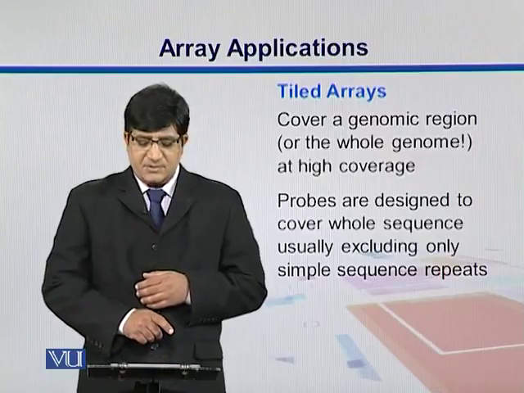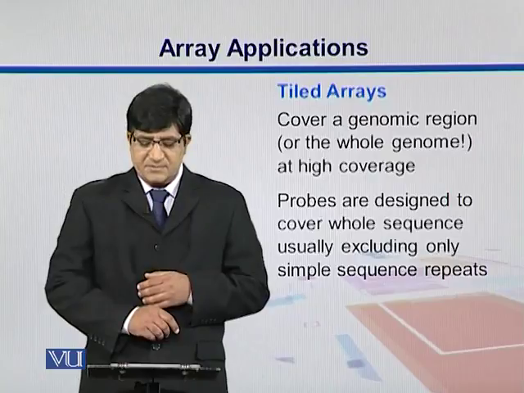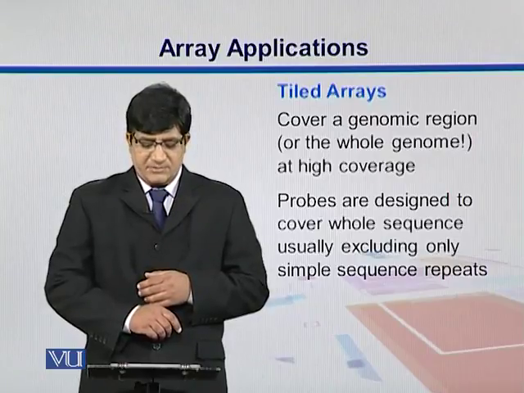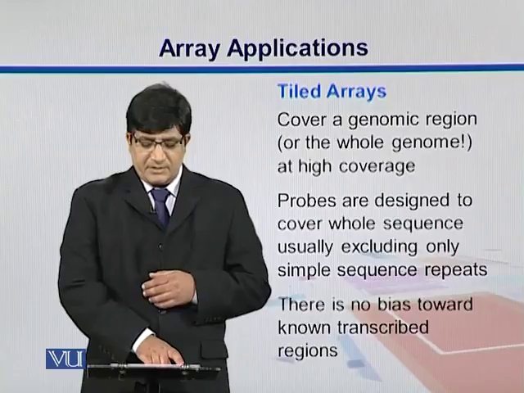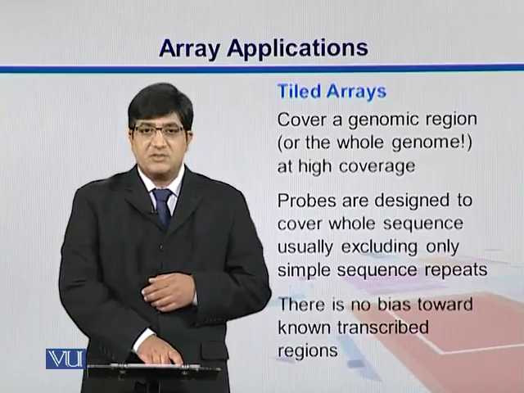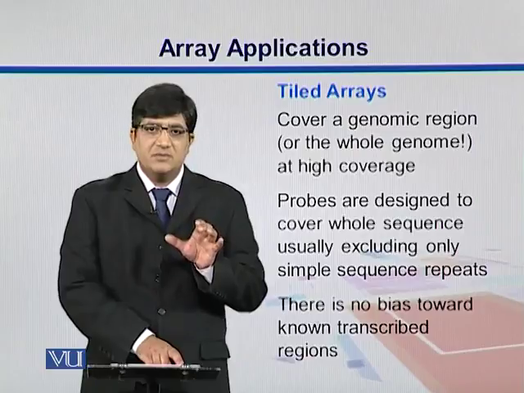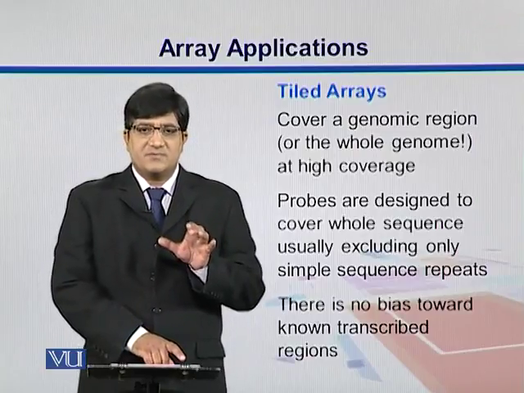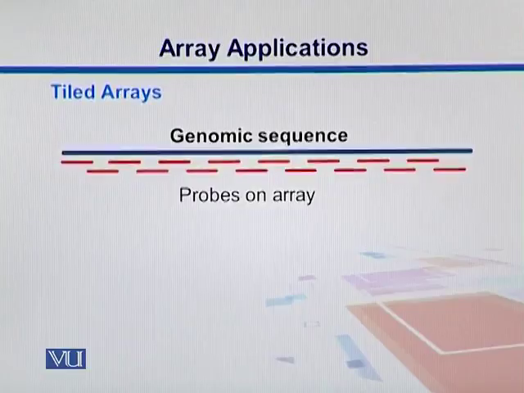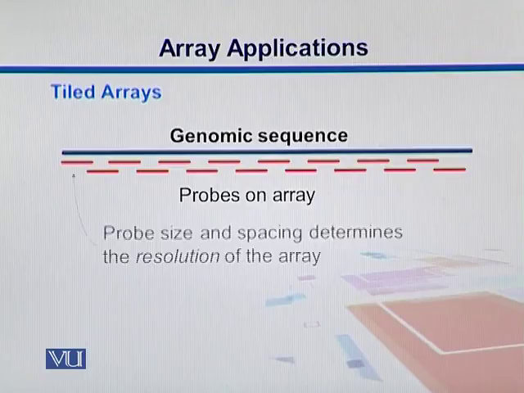Probes are designed to cover the whole sequence, usually excluding only simple sequence repeats, and there is no bias here towards the non-transcribed region. So you take the whole genome and then you make those probes from that. Here is the genomic sequence you try to cover with the probes on the array, and then you take your sequences and hybridize with them and see how much proportion of this genome has been conserved or how much proportion of this genome has been variable.